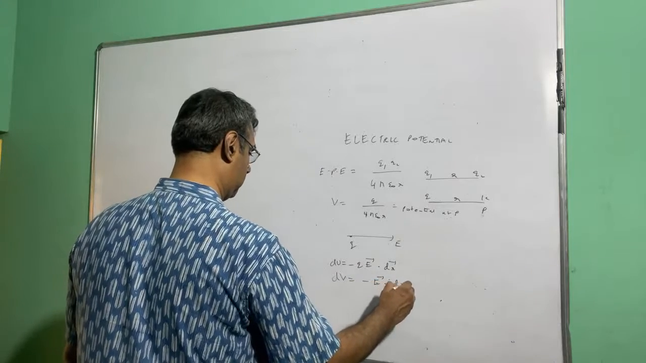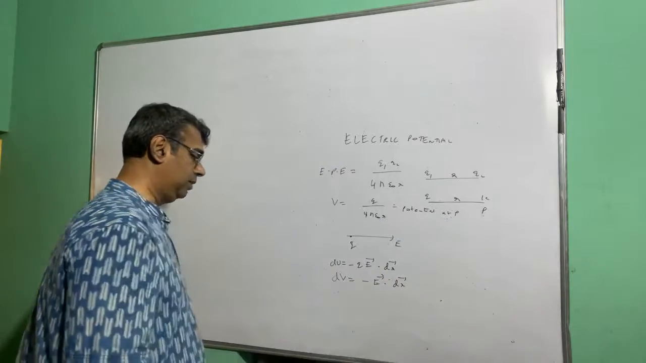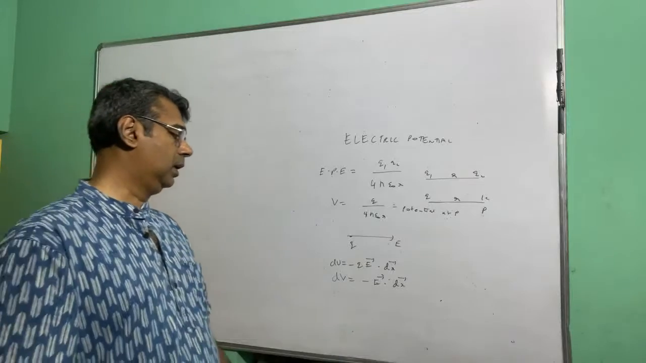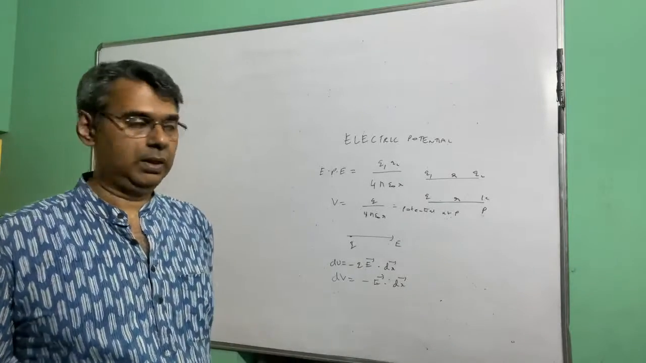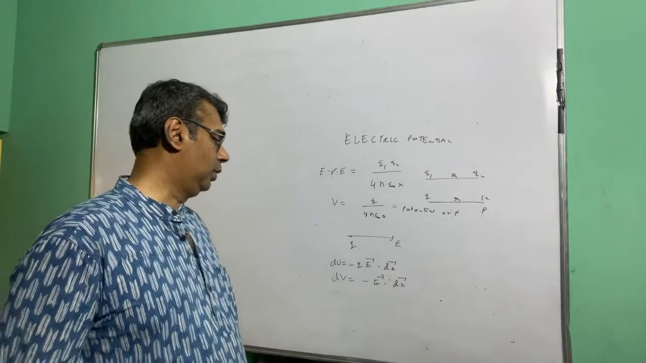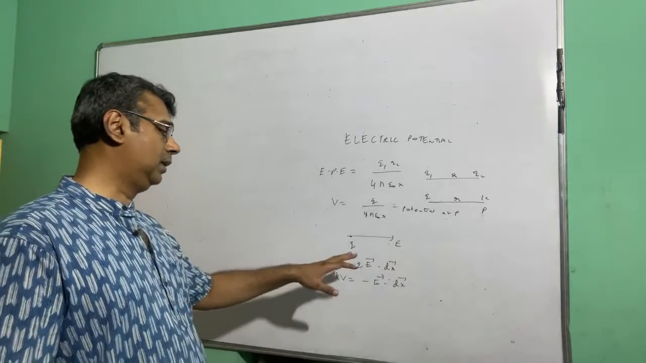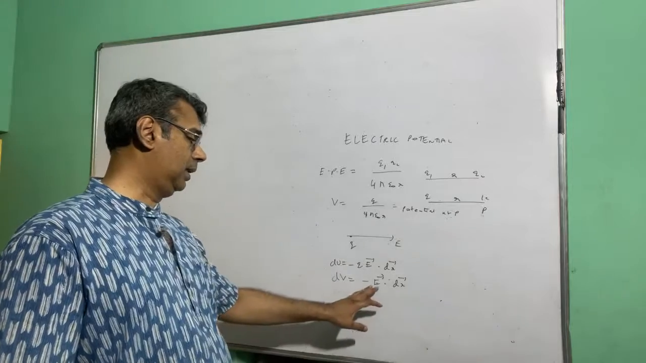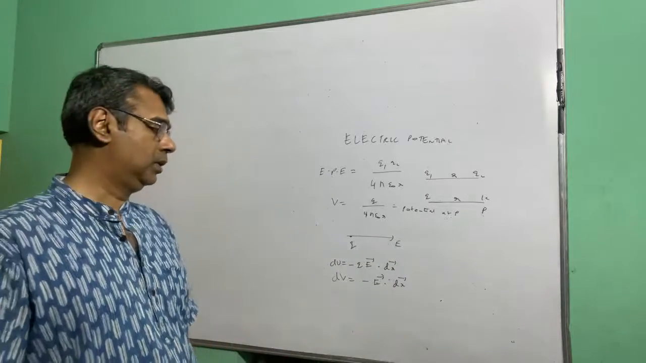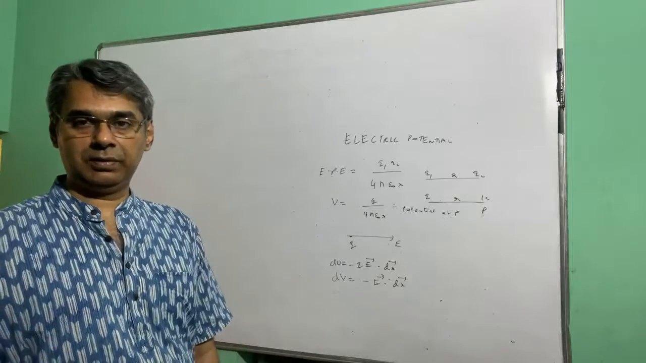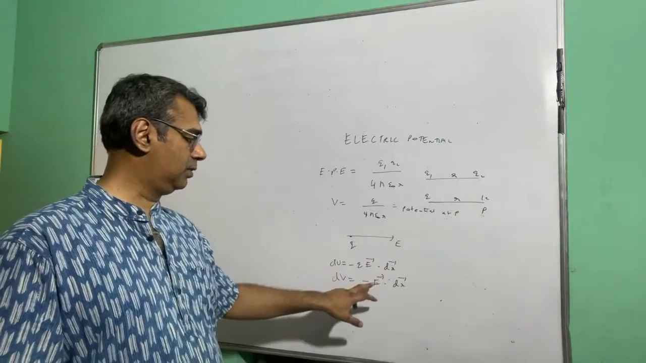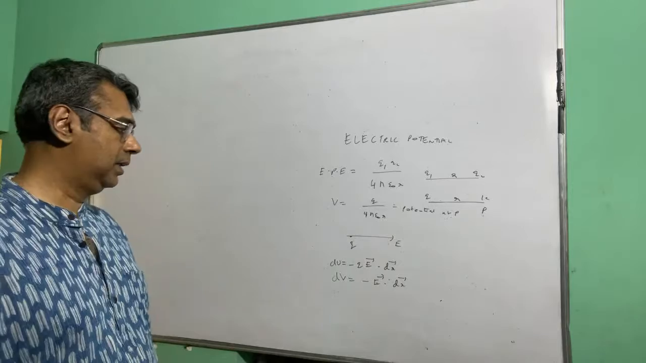So this is the formula, dV equal to minus E dot dr. This is the formula for change in potential, right? So change in potential as you are moving in an electric field is given by minus E dot dr. So that means the potential will decrease in the direction of the field. As you move in the direction of the field, the potential will decrease.